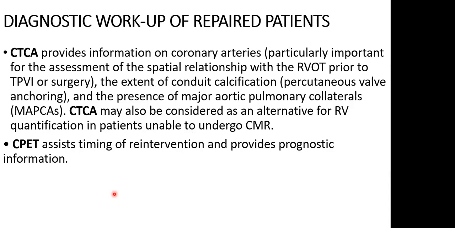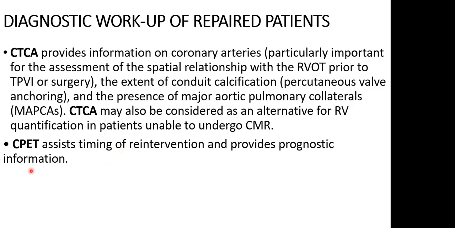So now, other things that can be done, we can do a CT coronary angiography. This would give us information on the coronary arteries, to know the spatial relationship with the right ventricular outflow tract in a patient who is about to undergo percutaneous pulmonary valve implantation. Before you do a percutaneous pulmonary valve implantation, you have to know the spatial relationship of the coronary arteries with the right ventricular outflow tract to prevent damage from occurring. So basically, the CT coronary angiography would tell us this relationship before the procedure is done.